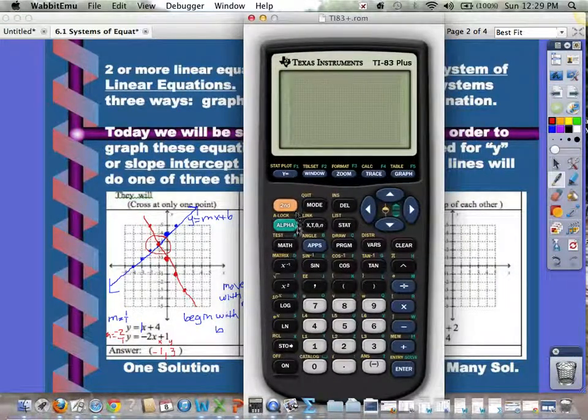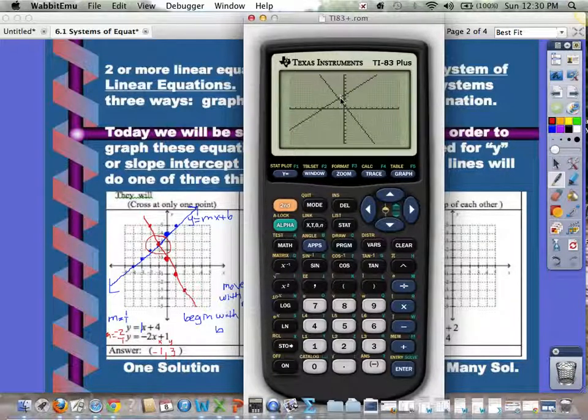You go to y equals, turn it on. Go to y equals, and I want to type in x plus 4. Okay, so x plus 4, and go down to the second line and type in the other one, -2x plus 1. And I want to graph it. And you can see that is the intersection.